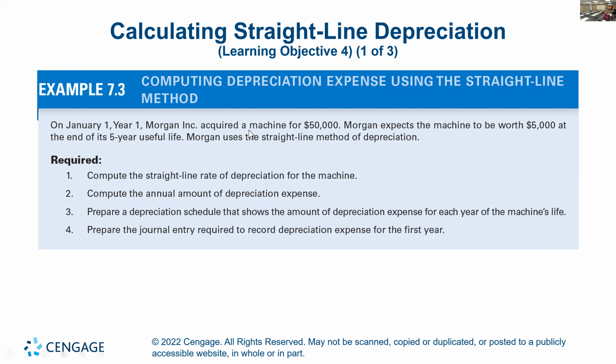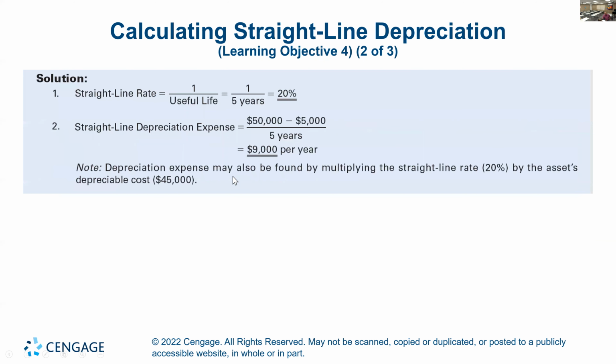So on January 1st, we acquired a machine for $50,000. They expect it to be worth $5,000 at the end of its 5-year useful life. Morgan uses the straight line method of depreciation. Okay, first compute the straight line rate of depreciation. To calculate our straight line rate, it's always 1 divided by the useful life. So 20%. For 5 years, we're going to take 20% of the depreciable base every year.